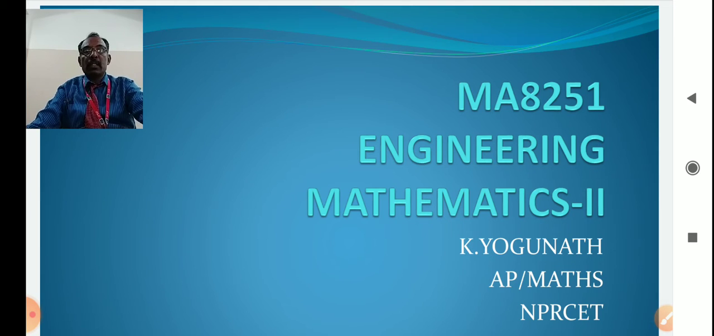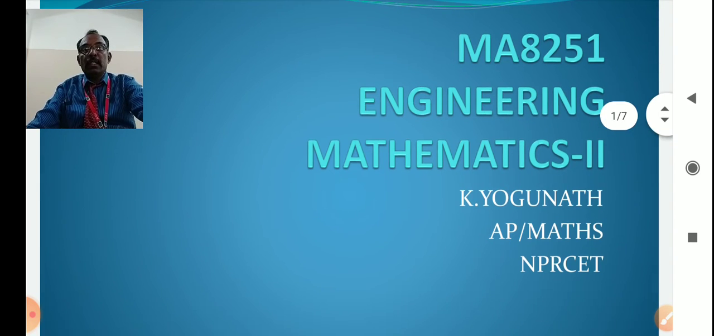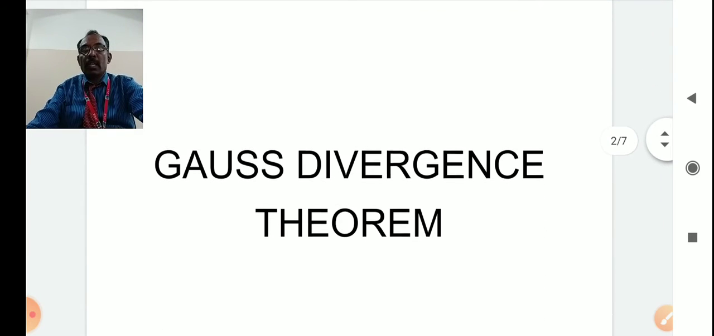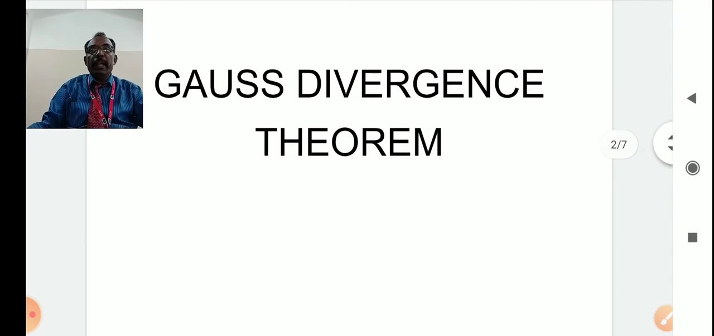Now we are going to discuss the paper Engineering Mathematics 2. Subject code of the paper is MA8251, 2017 regulations, Anna University, Chennai. This paper has 5 units. The second unit is vector calculus. Today we are going to discuss problems based on Gauss divergence theorem.